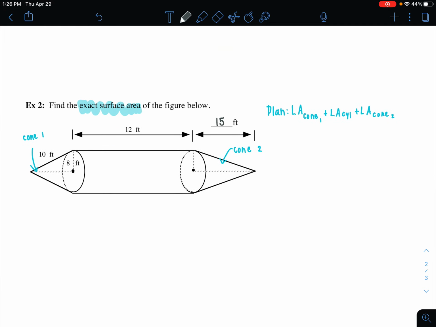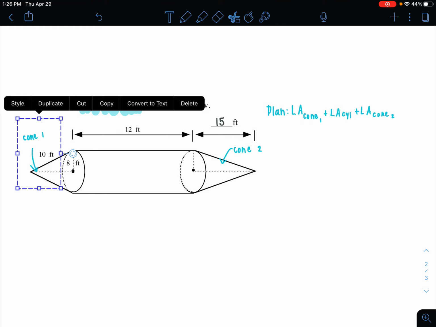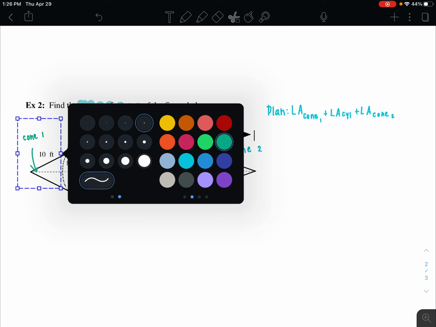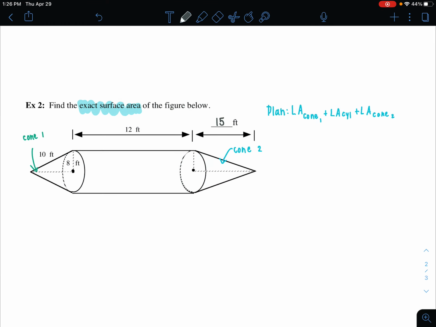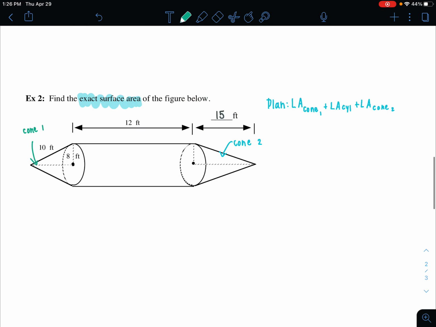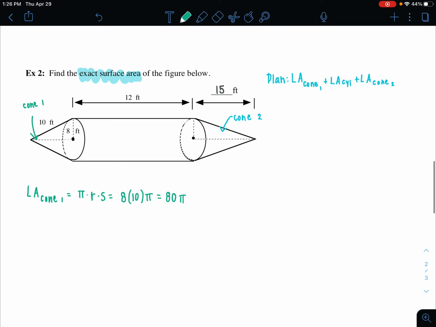Okay, so hopefully you were able to figure it out on your own. So let's go ahead in cone 1. Let's figure out our lateral area. So lateral area of a cone is pi times your radius times your slant height. Well, we have our radius, which is 8. We have our slant height, which is 10. And pi is pi. So my lateral area for cone 1 is 80 pi.